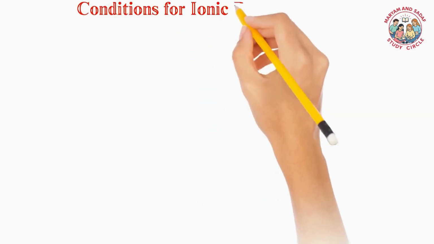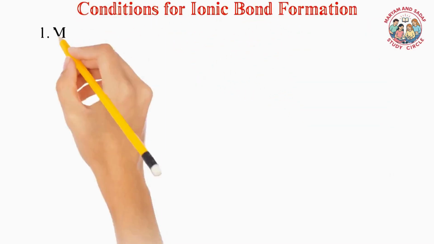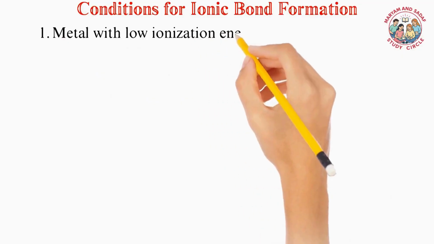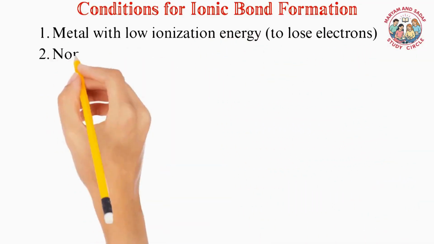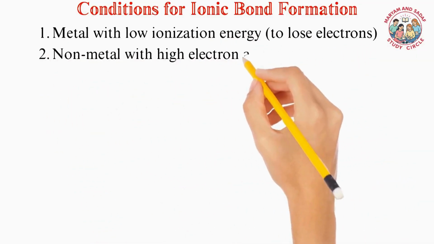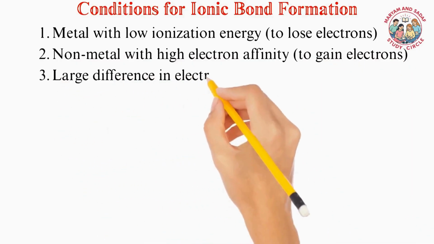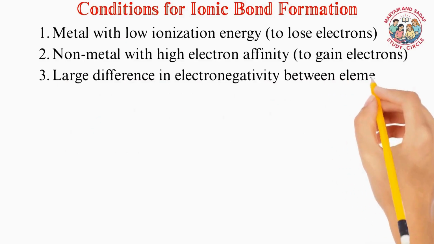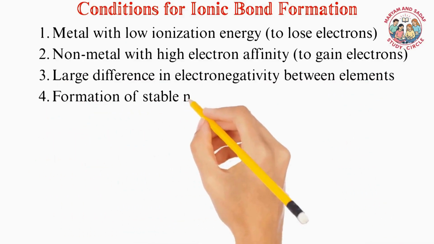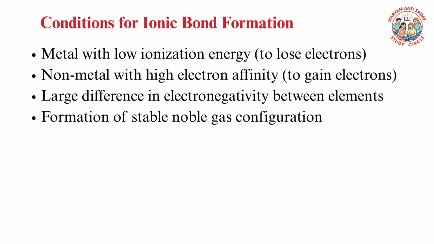Conditions for ionic bond formation: a metal with low ionization energy to lose electrons, a non-metal with high electron affinity to gain electrons, a large difference in electronegativity between elements, and formation of a stable noble gas configuration.